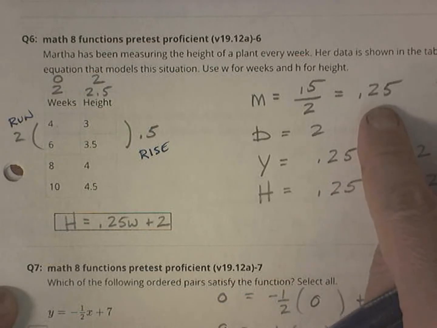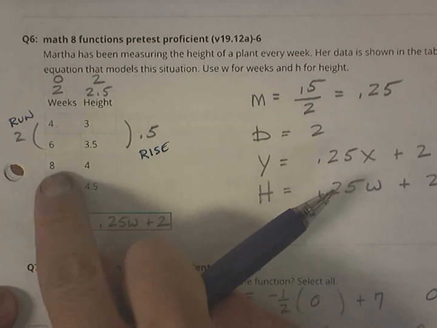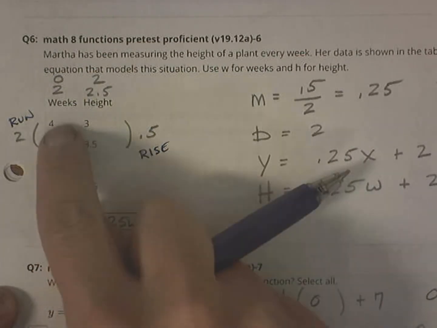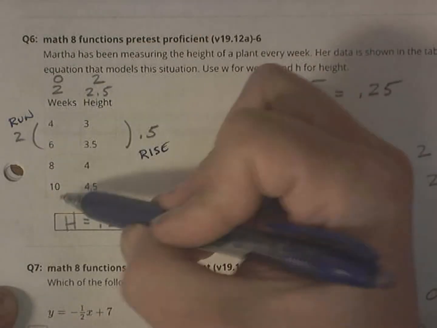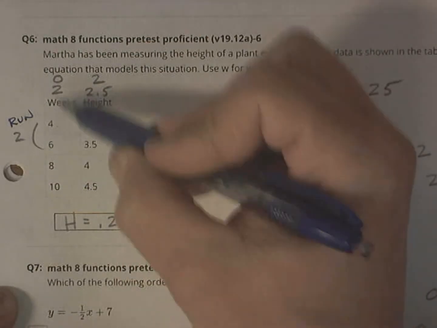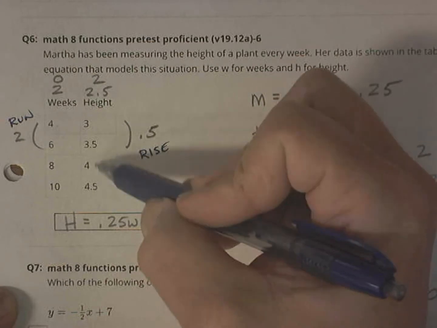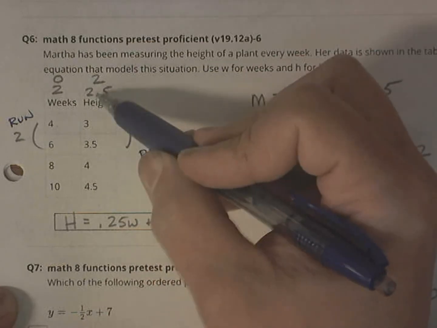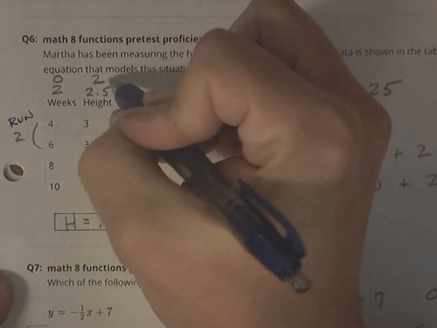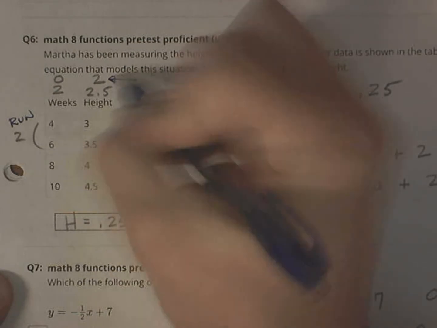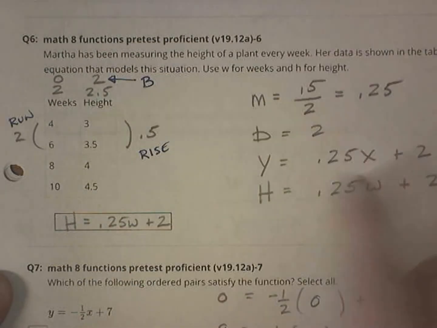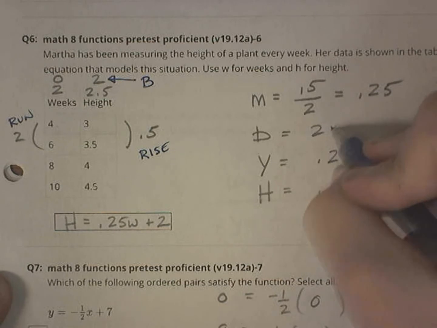I need to go get my y-intercept. Is this it? No, it's not 0. No, it's not 0. I have to back this thing out. So 10, 8, 6, 4, 2, 0, 4.5, 4, 3.5, 3, 2.5, 2. There's my intercept right here. That's my b value. So b is 2 right here.